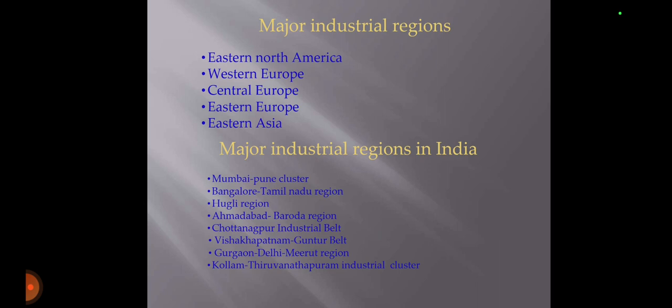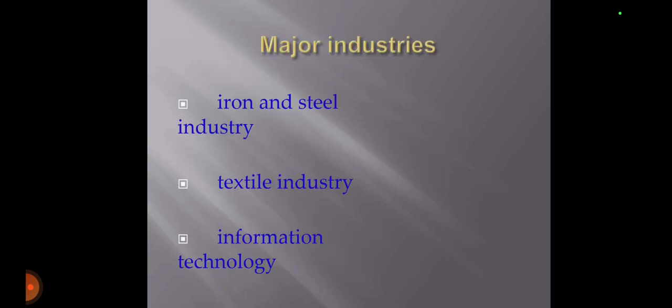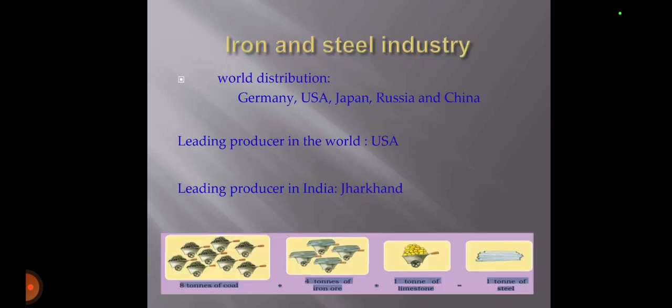Major industrial regions in India: Mumbai-Pune cluster, Bangalore-Tamil Nadu region, Hooghly region, Ahmedabad, Chota Nagpur industrial belt, Vishakhapatnam, Gurugram-Delhi-Meerut region and Kollam-Thiruvananthapuram industrial cluster. Major industries: iron and steel industry, textile industry and information technology. Now I will talk about the iron and steel industry.